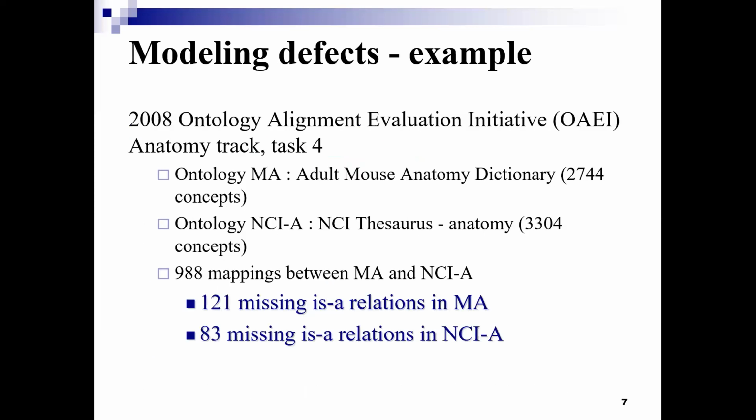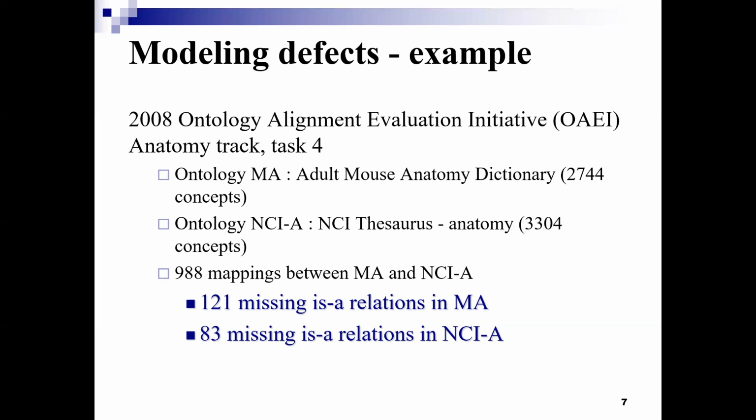Example of a modeling defect. The Ontology Alignment Evaluation Initiative is a yearly event where the performance of different ontology alignment systems are compared. In the anatomy track, 2 ontologies are used related to anatomy, one about mouse and one about human, both about 3,000 concepts. And in this task 4, a partial alignment was given with 988 mappings.